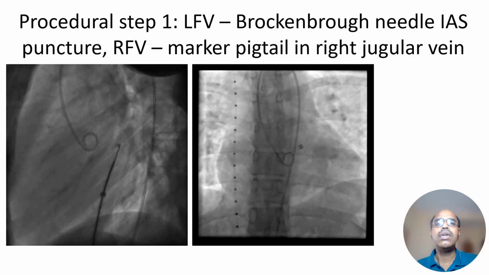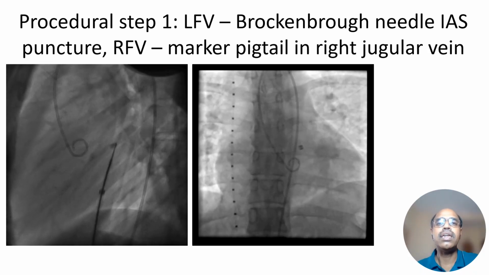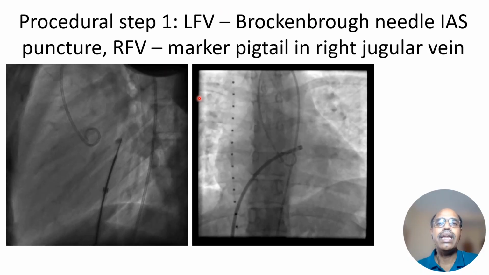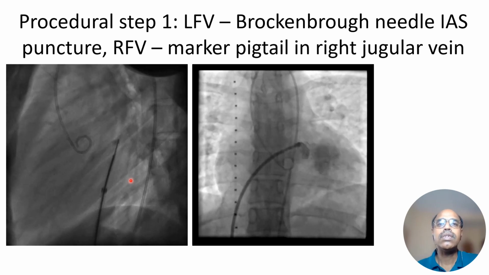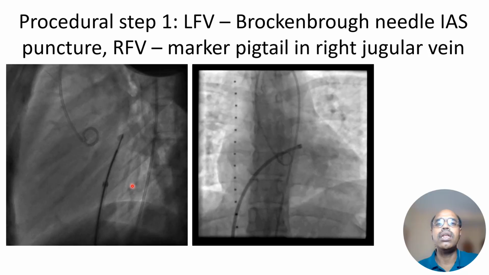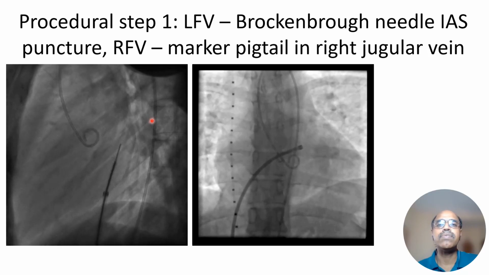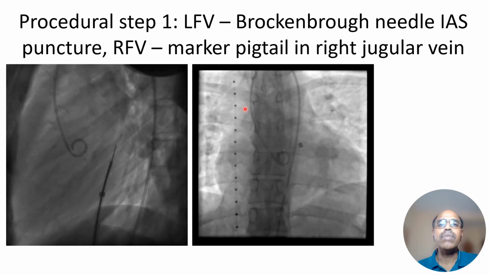I will simplify the steps of this procedure into 8 simple clinical steps. The first one, bilateral femoral venous puncture. Through the left femoral venous puncture, take a standard Brockenbrough needle and Mullins sheath, puncture the fossa ovalis, and enter the left atrium. Confirm that you are in the left atrium.